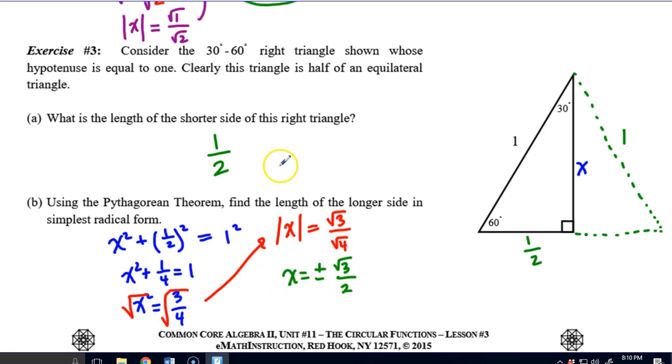Reject the negative root. We don't need that. So let's just get rid of that negative root. I'm going to erase it. We just have the positive root. So this triangle here is a square root of 3 over 2 across from the 60, the bigger side, and 30 degrees has the half across from it.